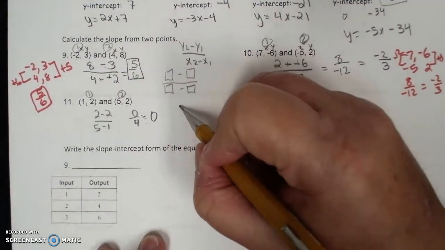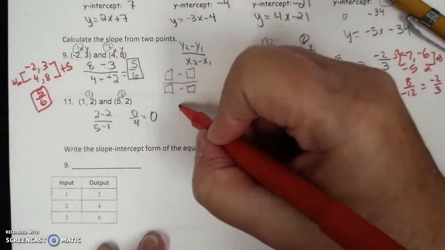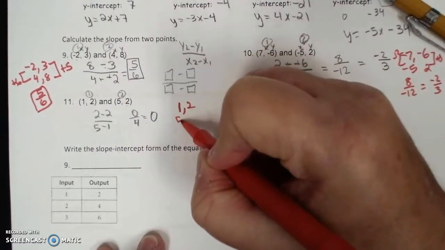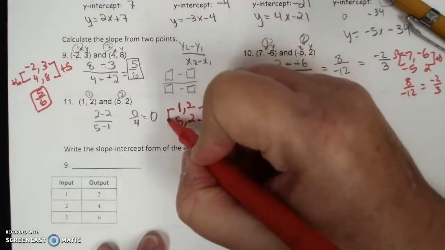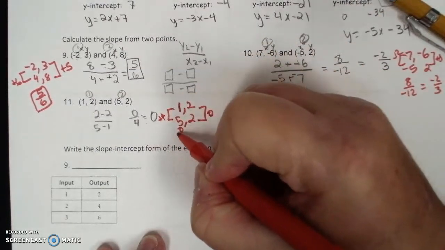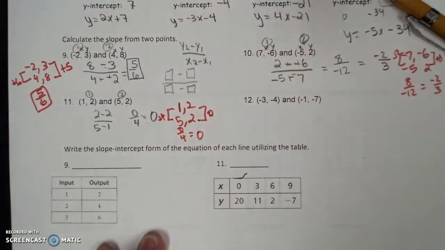If I wanted to do it the other way, I would go 1 comma 2, 5 comma 2, change from 2 to 2 is 0, change in x is add 4, 0 over 4, and that simplifies to 0.